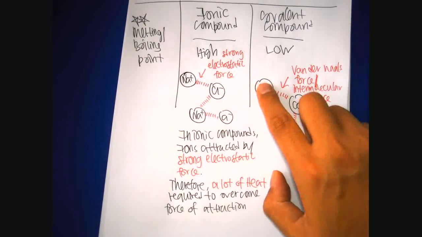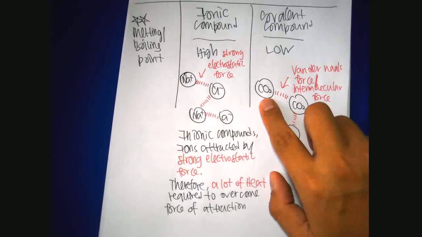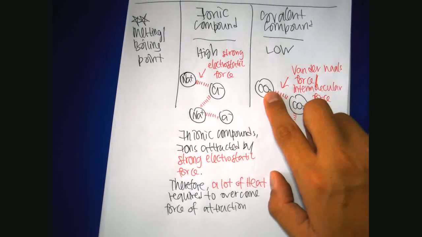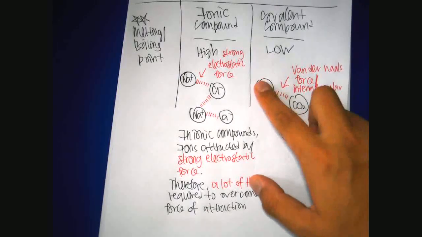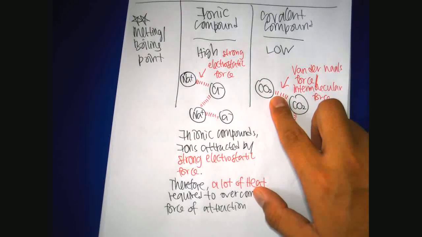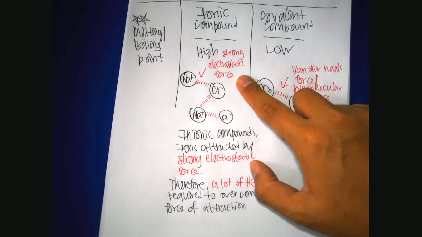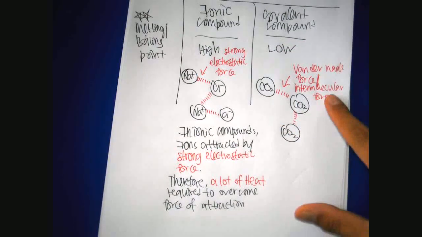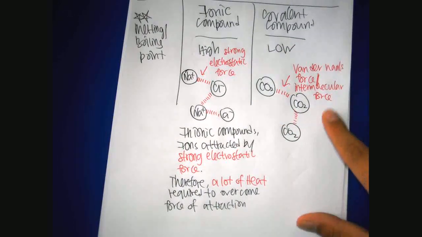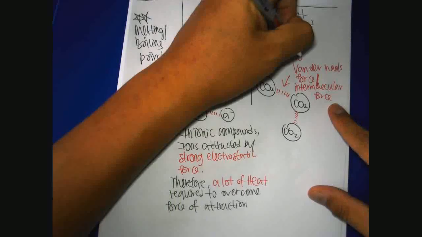So when we want to melt or boil something, you are not breaking the bond inside, you are breaking the force in between the molecules, which is the van der Waals. So you have to be very, very careful. Please be reminded, if you want to melt or boil an ionic compound, the force to be overcome is electrostatic force. If you want to melt or boil a covalent compound, the force to be overcome is van der Waals forces, or we call it intermolecular force, which is weak.